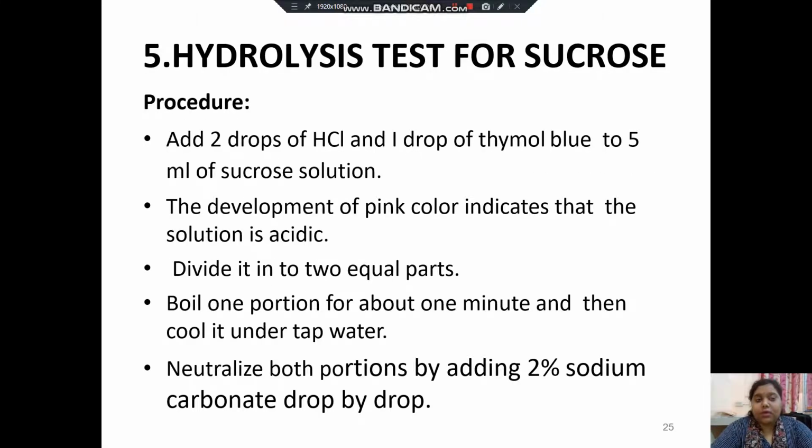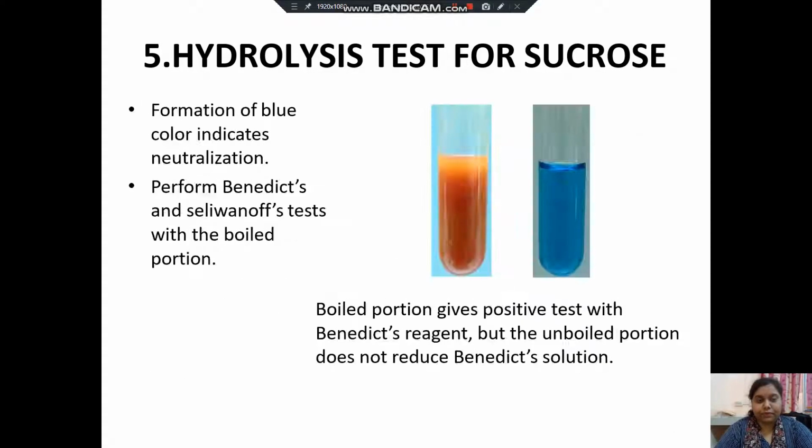So the procedure is we have to add 2 drops of hydrochloric acid and 1 drop of thymol blue to 5 ml of sucrose solution. Then there will be the development of pink color, which indicates that the solution is acidic. Then divide it into 2 equal parts. One portion is boiled for 1 minute and the other portion is kept for cooling under tap water. Then neutralize both portions by adding 2% sodium carbonate drop by drop. Then we will see the formation of blue color, which indicates neutralization.